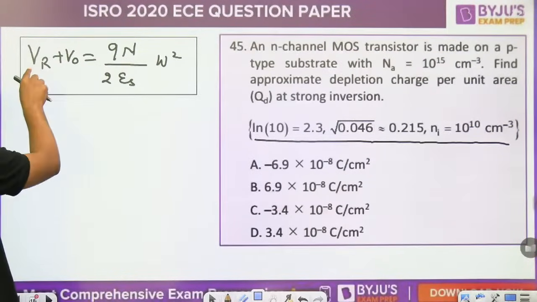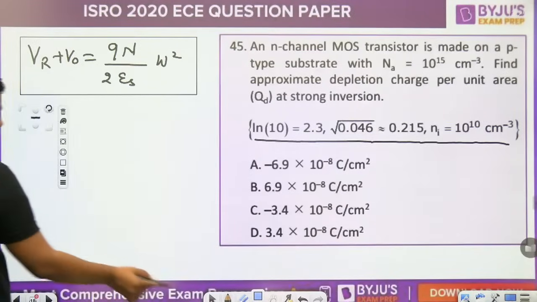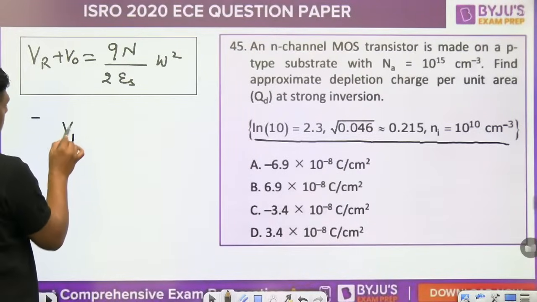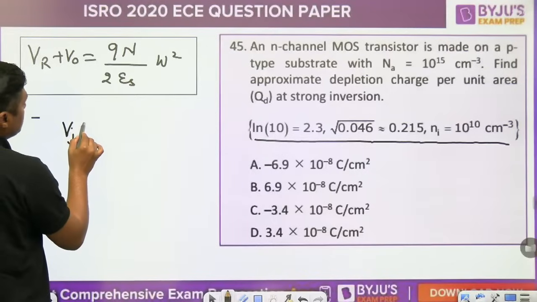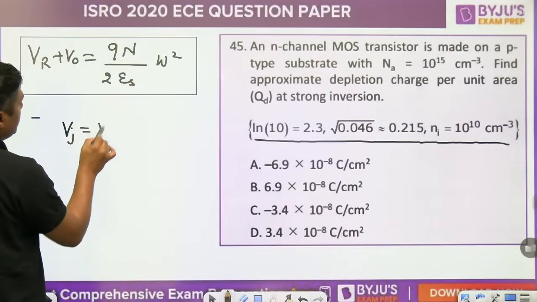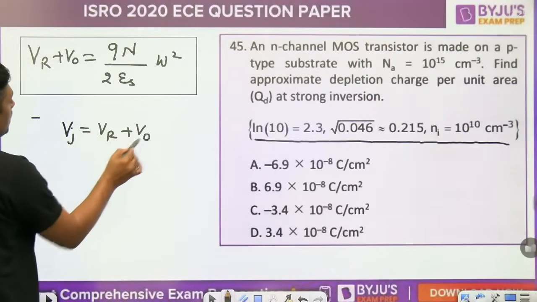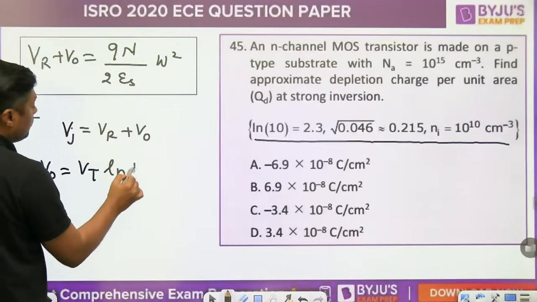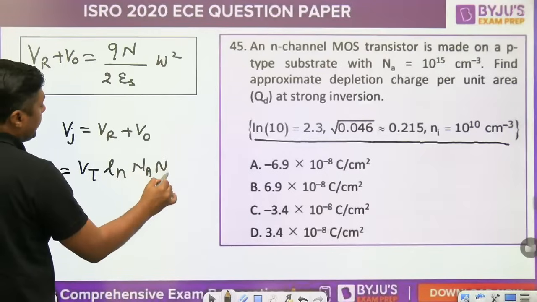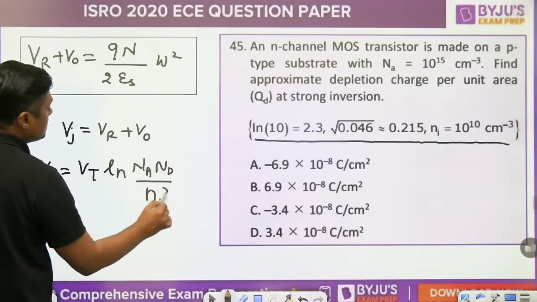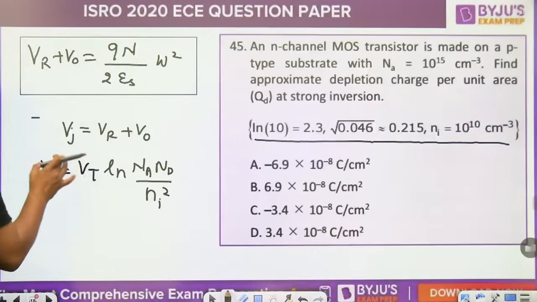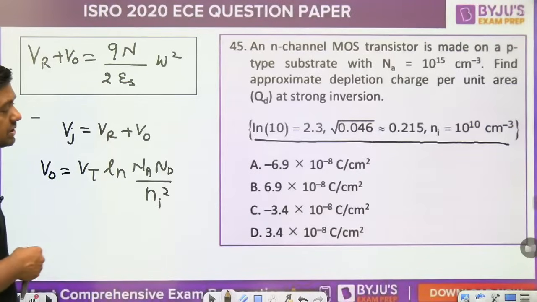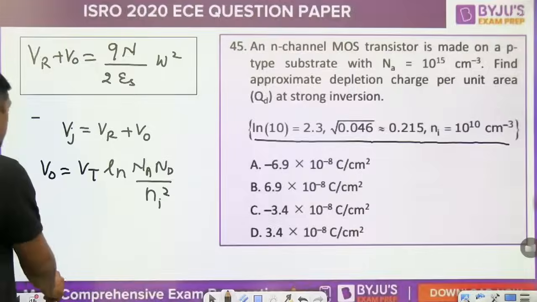This is called the junction potential Vj, that is VR plus V0. V0 is called the built-in potential, Vt log of Na Nd by Ni. I am just giving you the formula. We will use this formula for the next 2 to 3 questions. Now, what is the formula here? Directly I am giving you the formula for how we can solve this question.